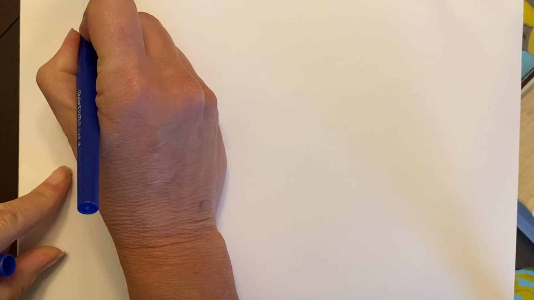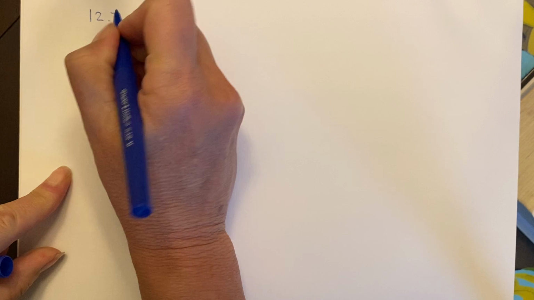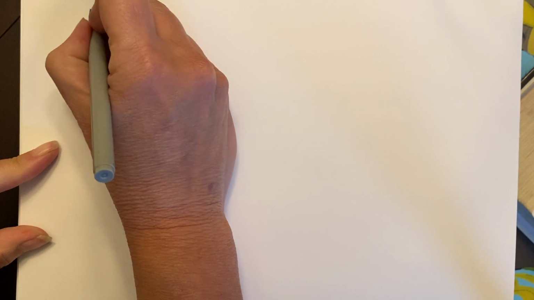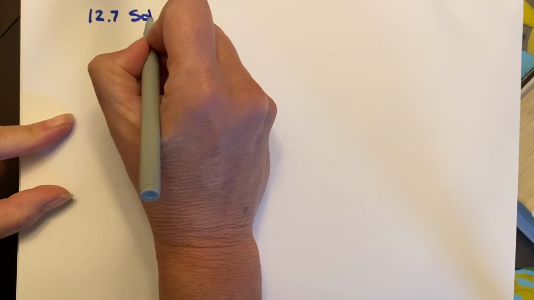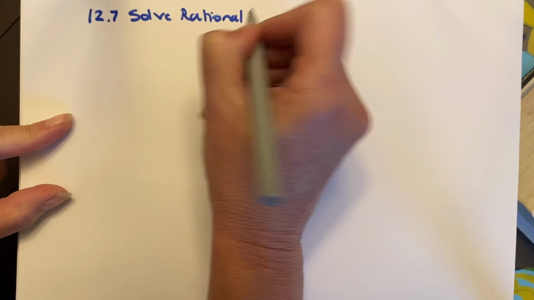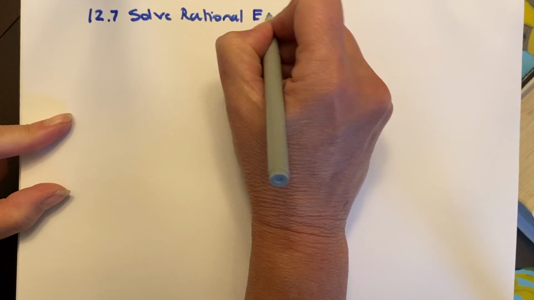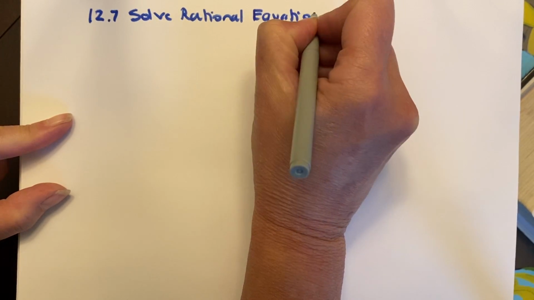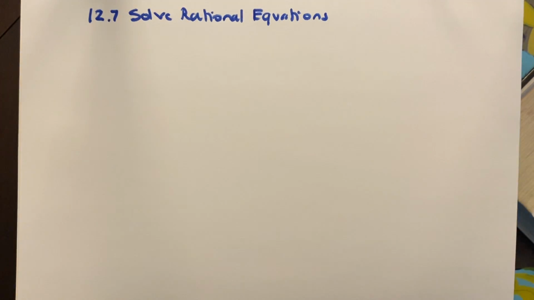The last lesson in this chapter before the review is lesson 12.7. I better choose a slightly, this marker works a little bit better. Yep, it's a little too thick, but you can see it better. And we're gonna solve rational equations. And you're gonna do a whole lot more of this when you get to Algebra 2. But let's get a good start on it.